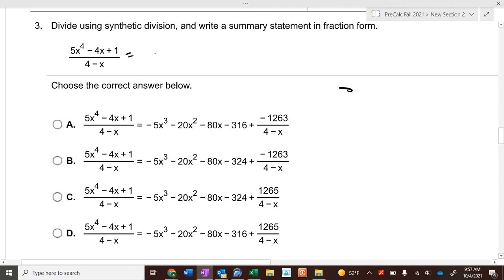What you have to do first is change this to negative 5x to the fourth plus 4x minus 1 over x minus 4. We multiply the bottom times negative 1. We multiply the top by negative 1. Okay? To get it at x minus 4.